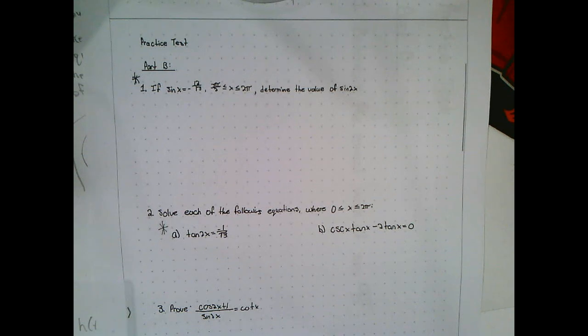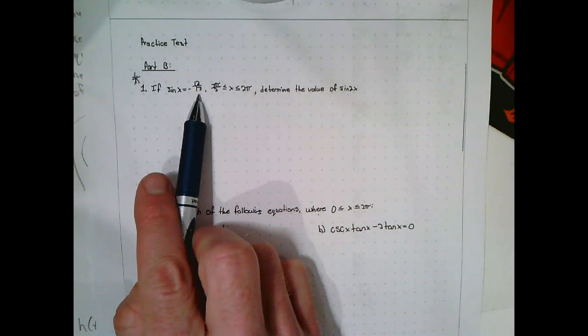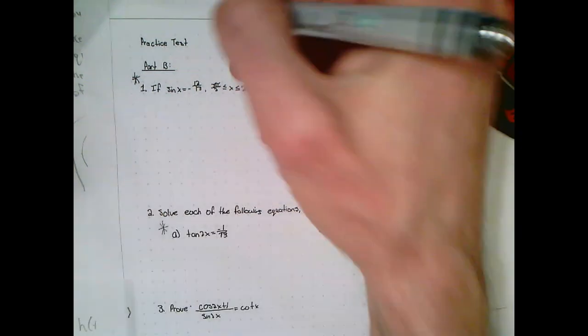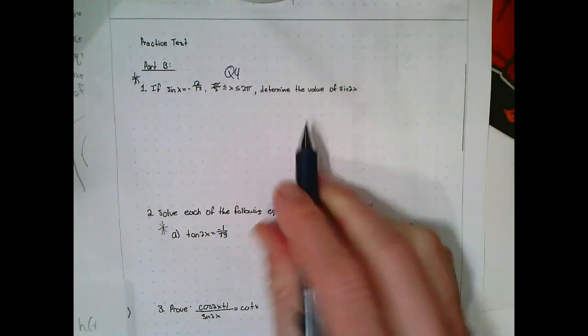Okay, so I'm going to provide some solutions to these questions. So first we have the sine of x is equal to negative 12 over 13, and x is in the fourth quadrant. That's Q4 right there. Determine the value of sine 2x.